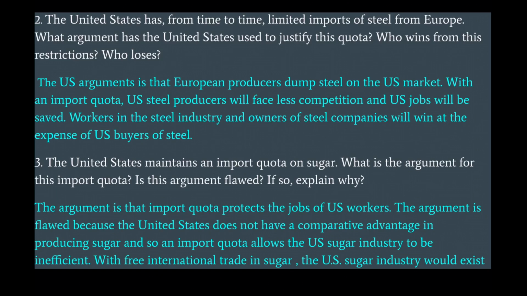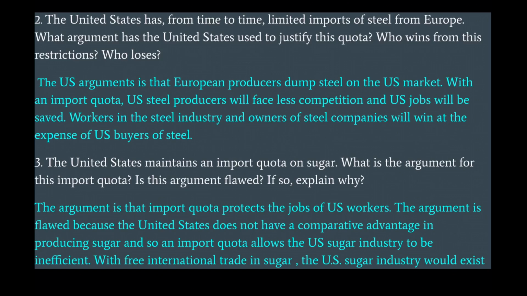What is the argument for this import quota? Is this argument flawed? If so, explain why. The argument is that the import quota protects the jobs of US workers. The argument is flawed because the United States does not have a comparative advantage in producing sugar, and so an import quota allows the US sugar industry to be inefficient.